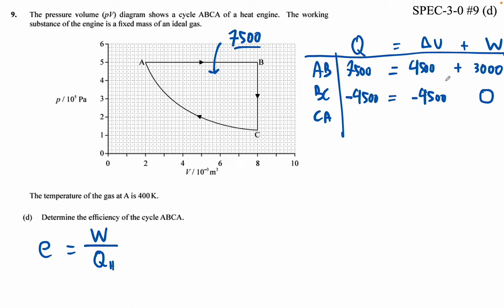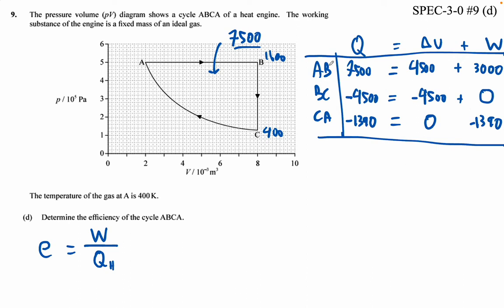Right? Here's why, right? Because we know it goes from 1,600 back to 400, right? So when it went from 400 to 1,600, it increased by 4,500. When it goes back, it decreases, right? Okay. And then for CA, we know that the work done on the gas is 1,390. Right? We know that the change in internal energy is 0, and therefore the heat that flowed out had to be negative 1,390.